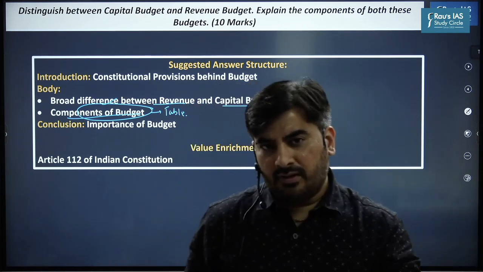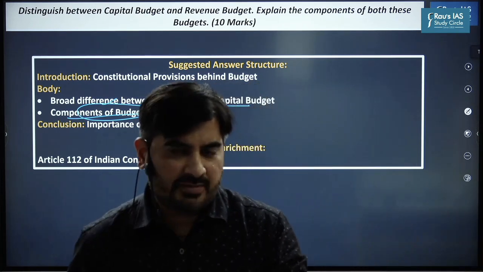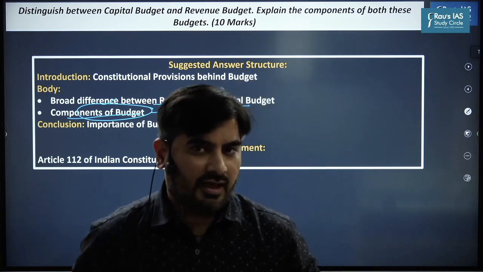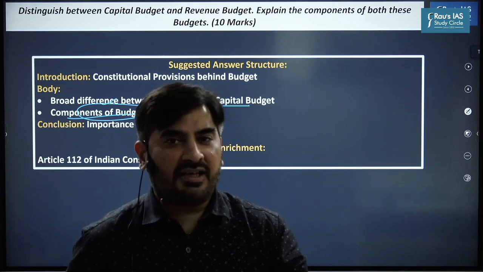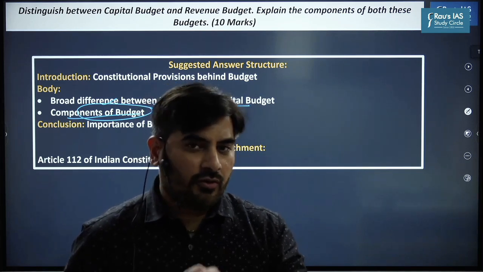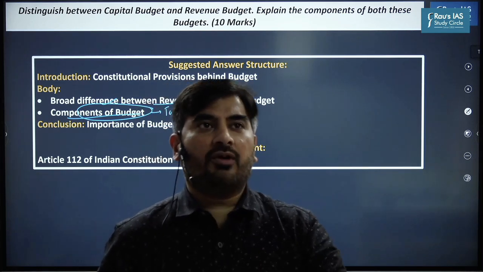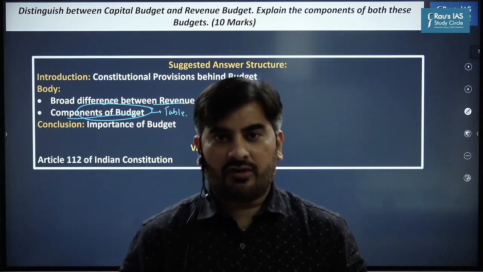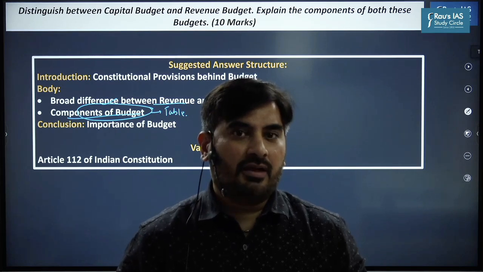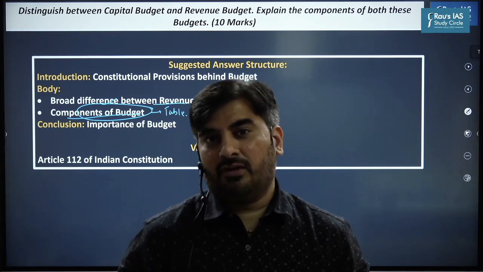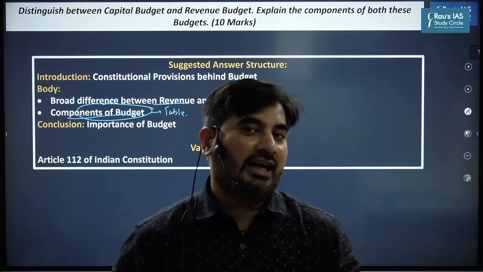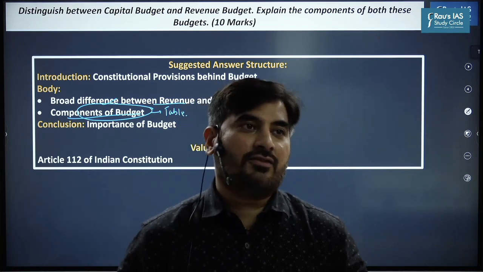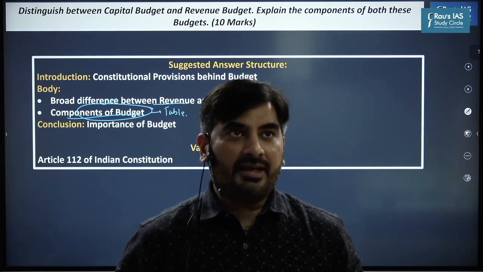For example, one way of concluding the answer to this particular question could have been that the budget is not just a tool of receipts and expenditure. Budget is also a tool to promote economic growth and development. For example, now the government is focusing a lot on capital expenditure, capital budget, in order to give a fillip to the Indian economy, revive the animal spirits, so that we are able to come out of the present economic slowdown. Okay, clear now?